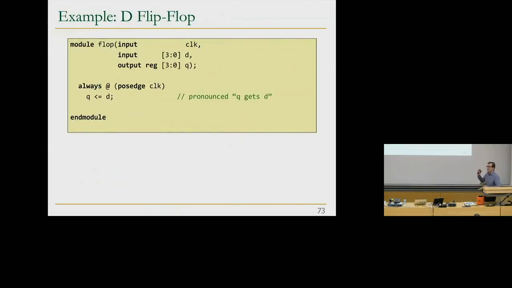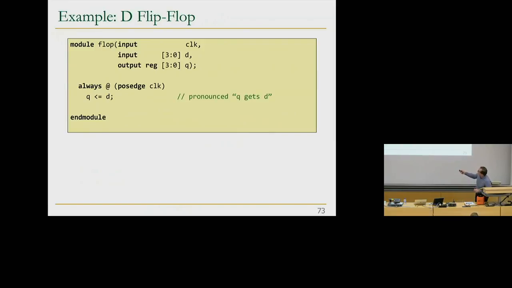This is a D flip-flop. Remember, in a D flip-flop, we have an input D and an output Q. In this case, it's a 4-bit input and a 4-bit output register, and this is how you define the outputs that have state. It's called reg. Unfortunately, it's reg, but anyway, that's the syntax.